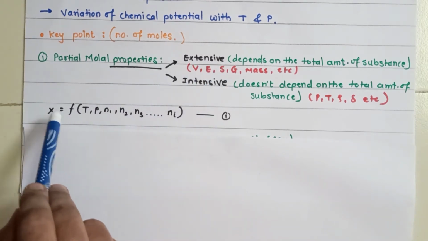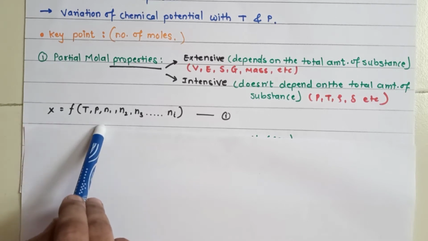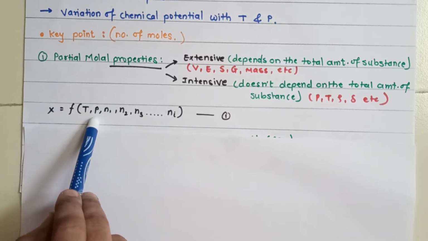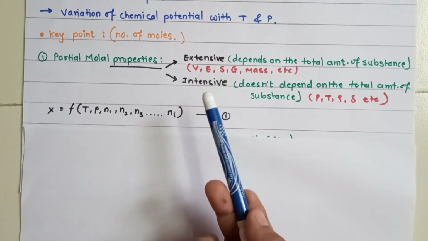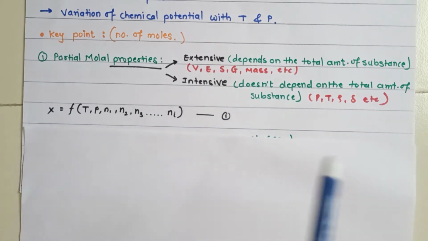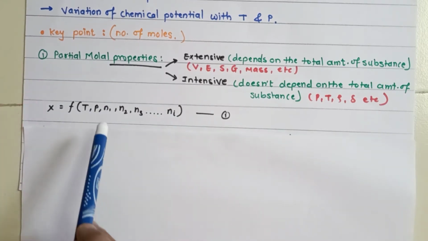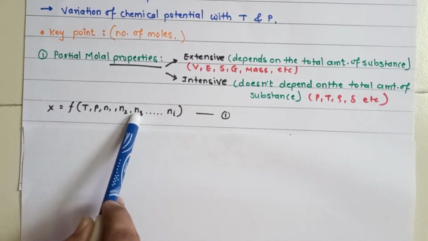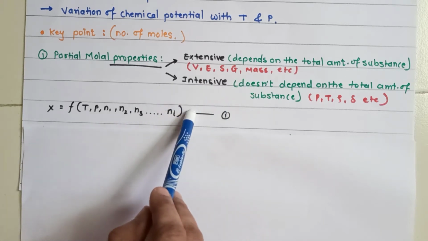So now in that case this extensive property, we can say x must be a function not only of temperature and pressure, but also of the number of moles of the various components which are present in the system. So we can write it down like this in the mathematical way, where T and P will be the temperature and the pressure respectively of the system, whereas N1, N2, N3 are the respective numbers of moles of the constituents present in the system.